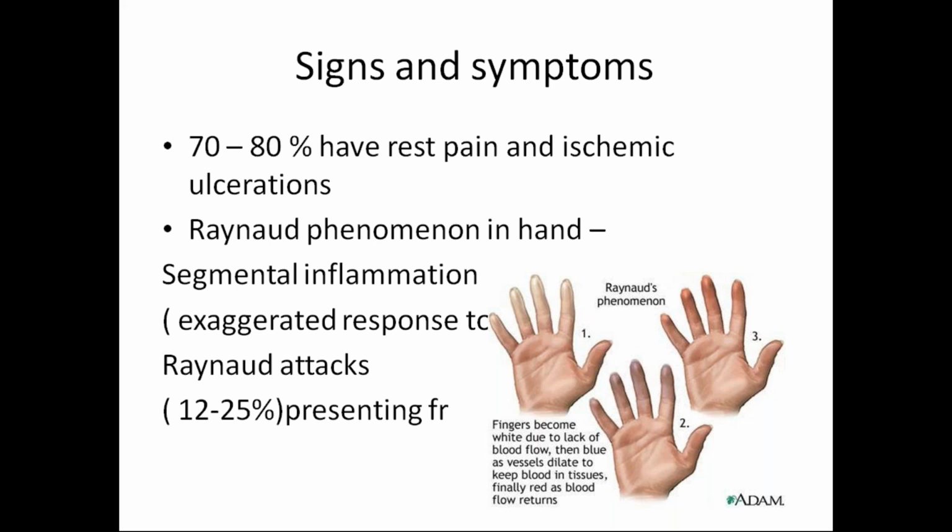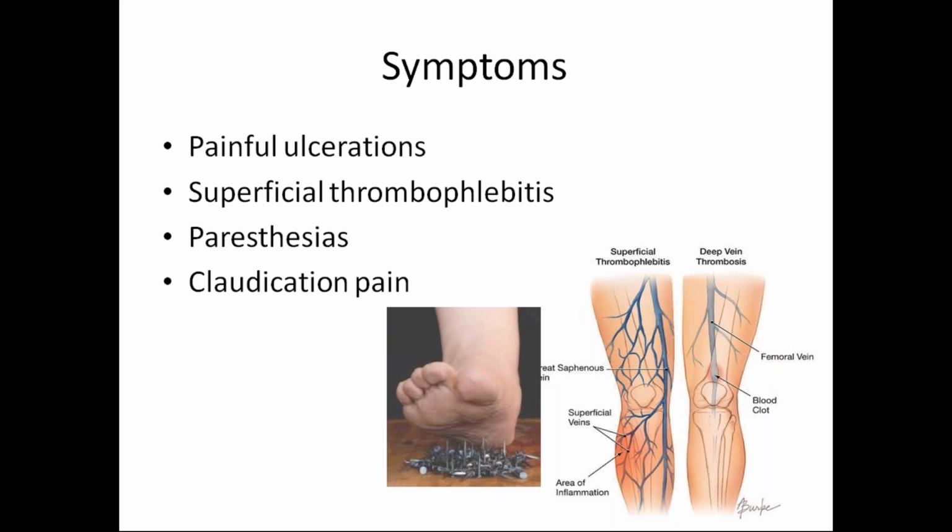The majority of these people will present with Raynaud's phenomenon in the hand and critical limb ischemia in the lower limbs. Raynaud's attacks, you know the syndrome, right? First there will be vasospasm causing white digits, then blue due to cyanosis, then red because of reflex erythema. So this is the Raynaud's phenomenon. 70 to 80% have rest pain and ischemic ulcerations. Symptoms: painful ulceration, superficial thrombophlebitis, paresthesias, claudication pain.